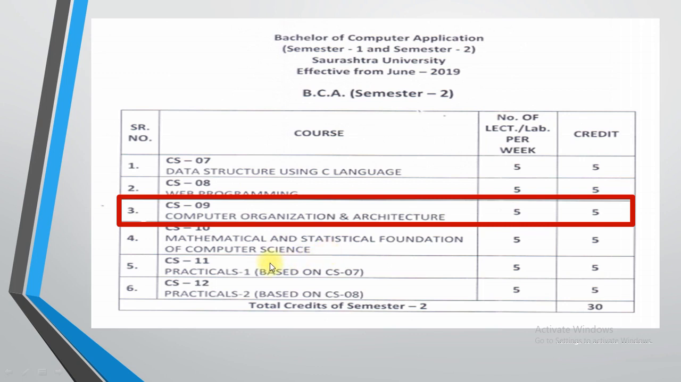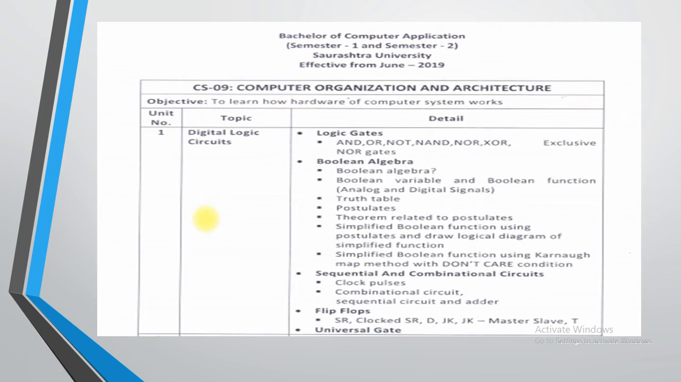There are 2 practicals you need to perform based on CS07 and CS08. CS07 means data structure and CS08 is related with PHP. So our subject is related with the theoretical aspect. So let us begin with the syllabus detail. Our syllabus is divided into 5 units and each unit contains the weightage of 20 marks. So all the units contain equal weightage, that is 20 marks.